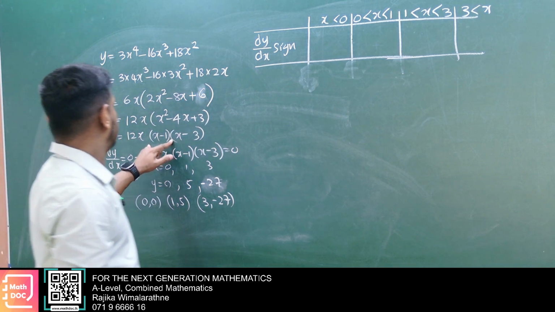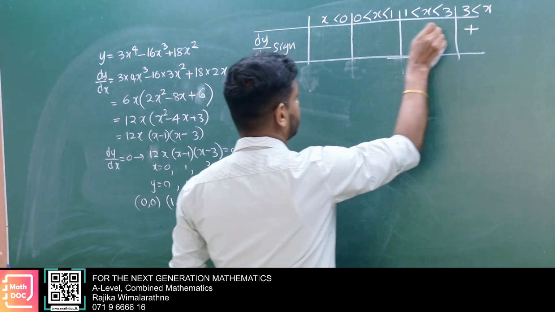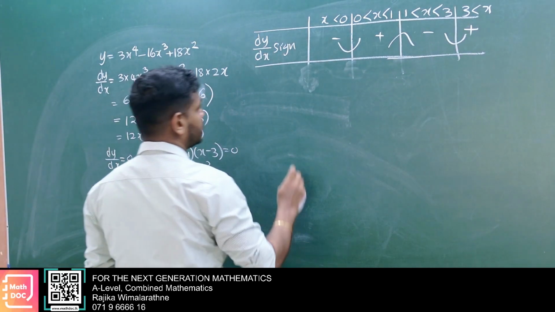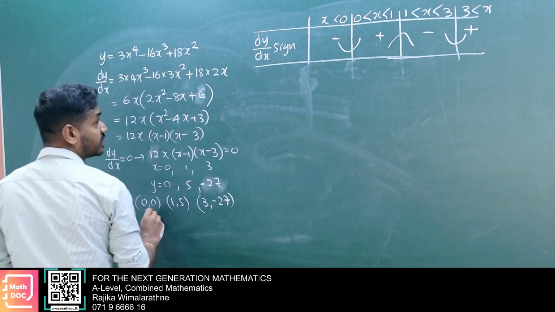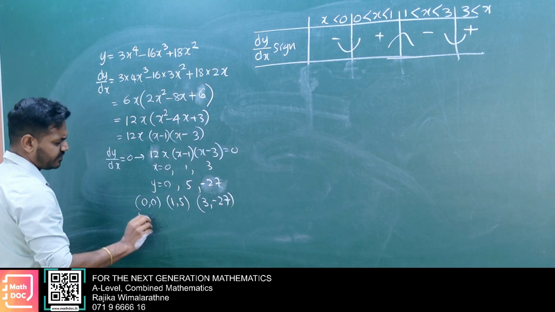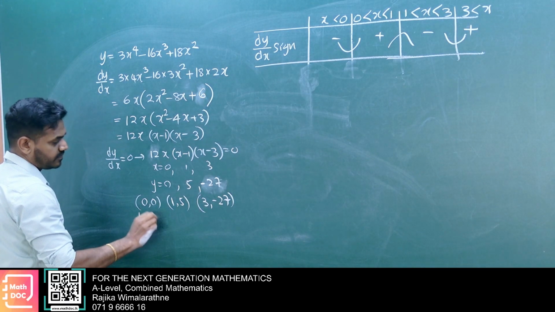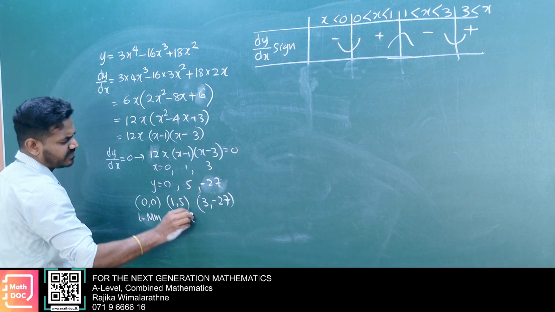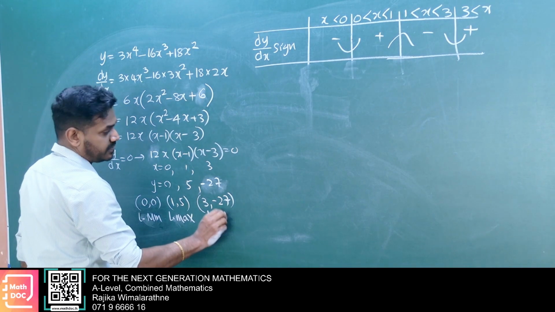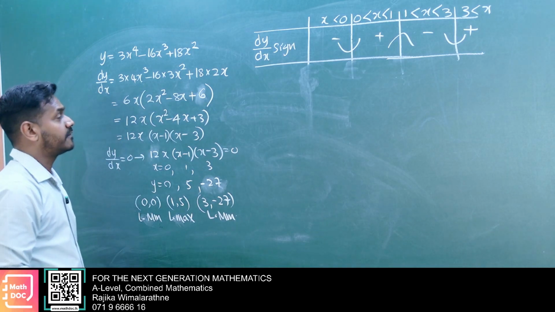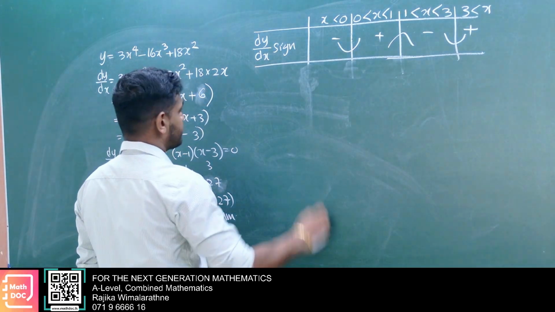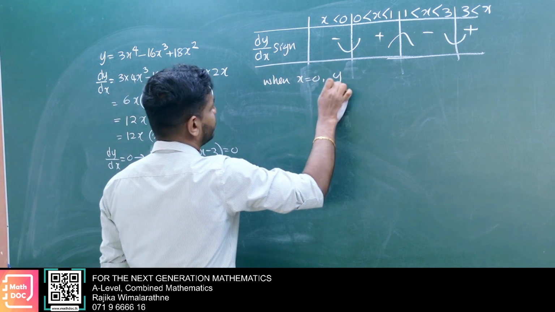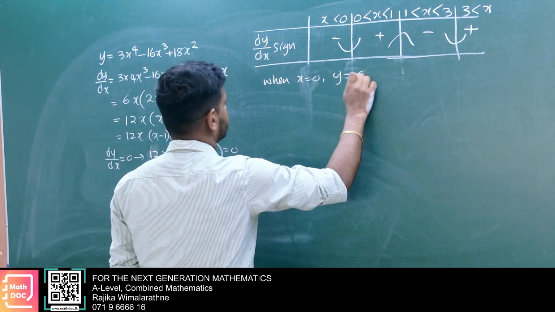Then the leading term is positive, no? Then plus-minus variation: minimum, maximum, minimum. Therefore, 0, 0 is a local minimum, then a local maximum, then a local minimum. When x is 0, the y value is 0.